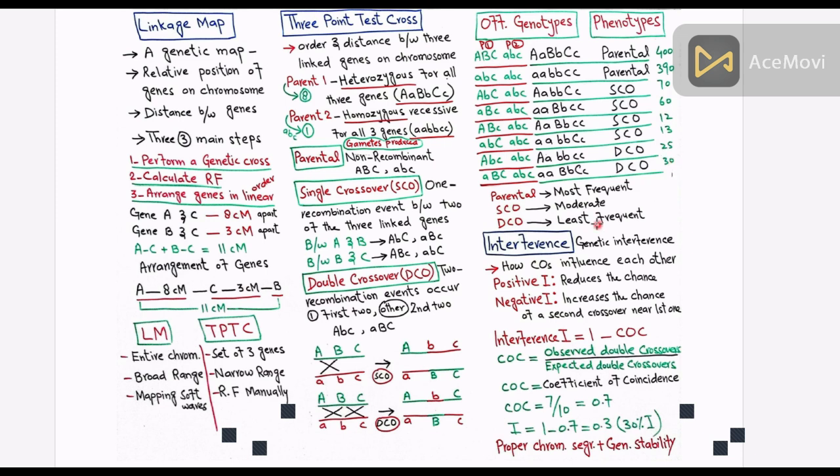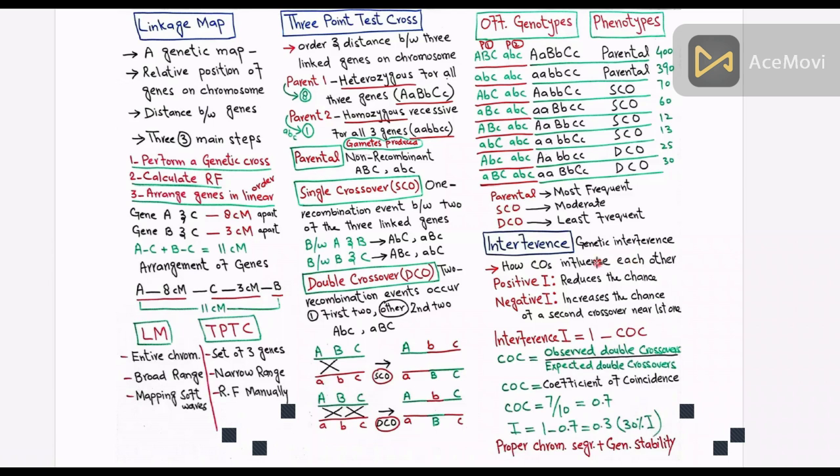Our next topic is interference. In other words, we can say genetic interference. So what is genetic interference? It is how crossovers influence each other during meiosis. In other words, it is a phenomenon where the occurrence of one crossover event in a specific region of a chromosome reduces the chance of a second crossover event nearby.